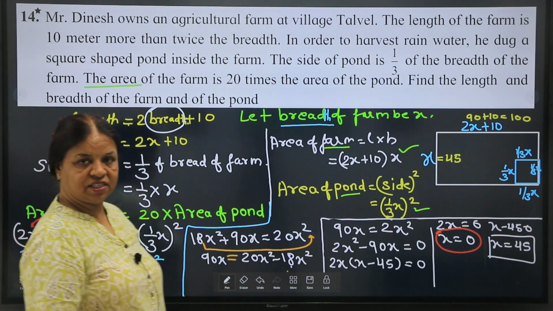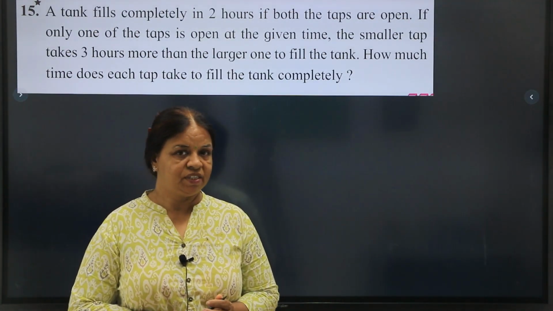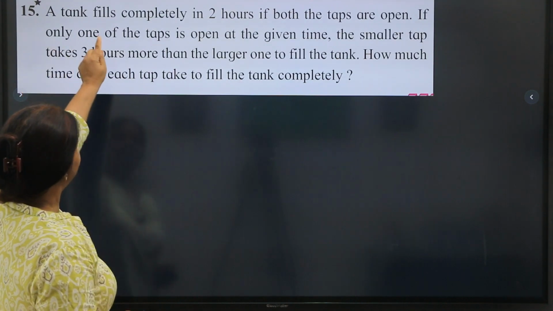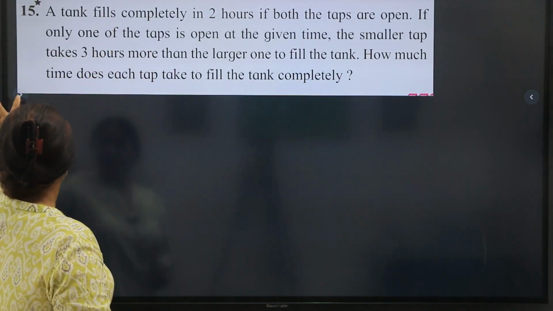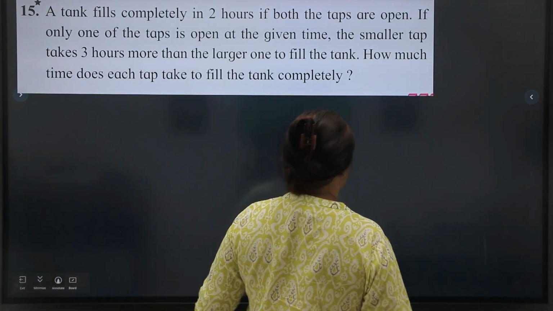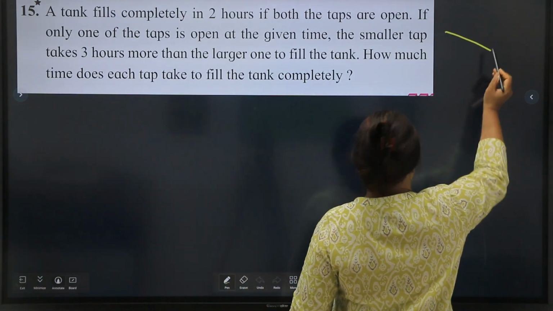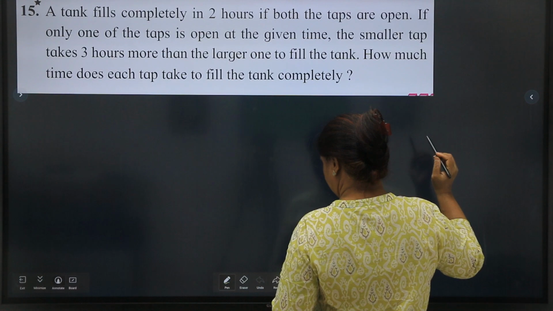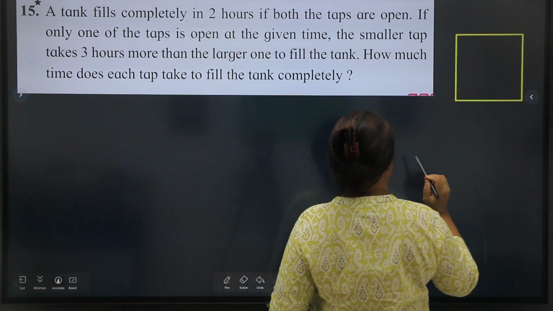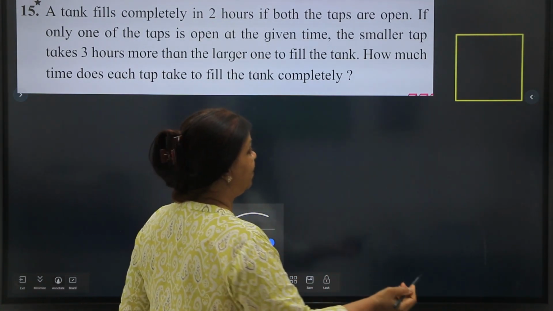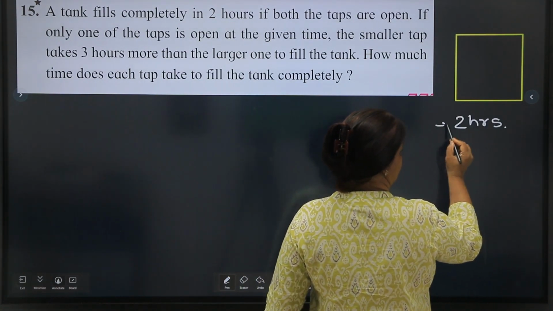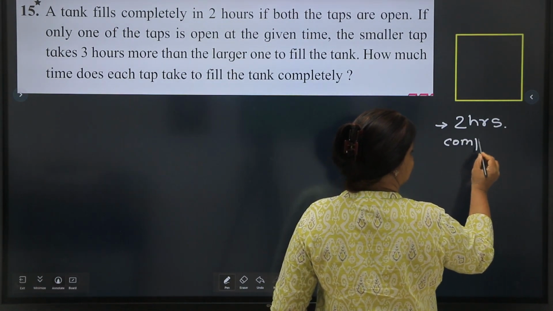Let's move to the next question, children. The last sum of word problem, children. Let us start. A tank fills completely in 2 hours. There is a tank which gets filled completely in 2 hours. So let me draw the tank. This is the tank. Okay. It gets filled completely in how many hours? 2 hours. Complete filling of the tank is done in 2 hours.